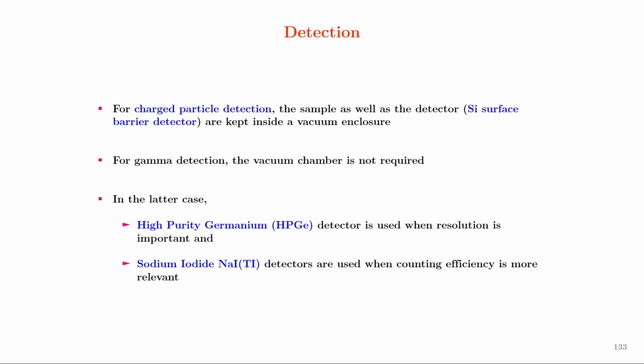When it comes to detection, the samples are kept in a convenient position in front of the radiation detector in the counting room. For charged particle acceleration, the sample as well as the detector, a silicon surface barrier detector, are kept inside a vacuum enclosure. For gamma detection, the vacuum chamber is not required. In this case, a high purity germanium detector is used when resolution is important, and sodium iodide detectors are used when counting efficiency is more relevant.